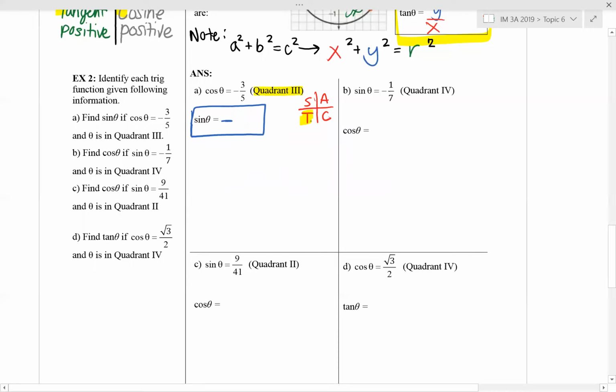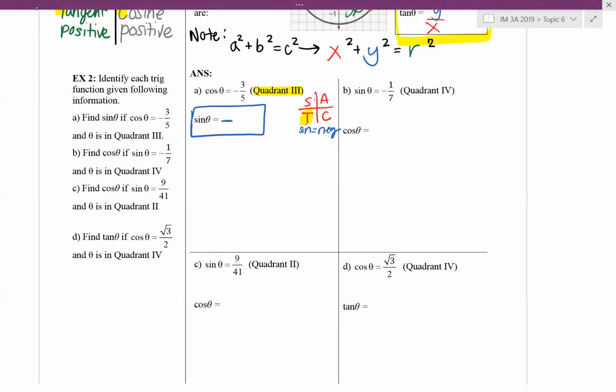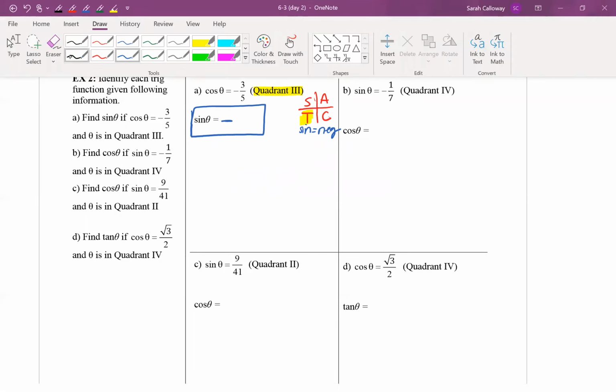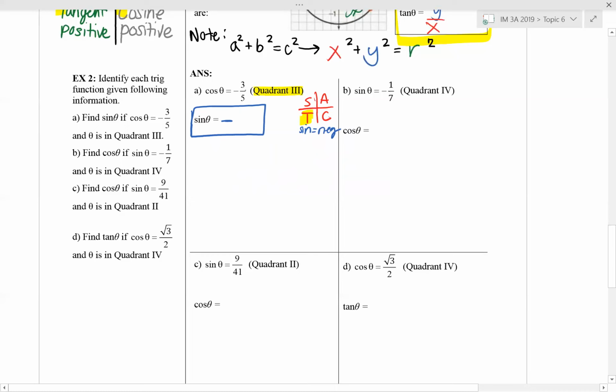So since tangent is positive, this tells us that sine is negative. If I was finding, notice cosine is negative as well. So that's step one. The next thing that we're going to do within this is we're identifying sine of theta. So if they're giving us cosine, remember cosine of theta is x over r.